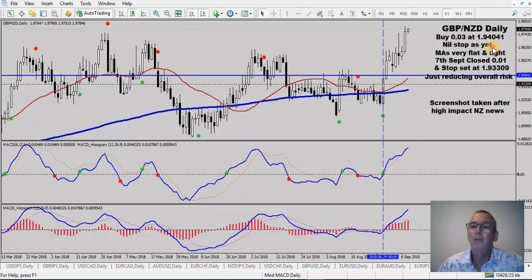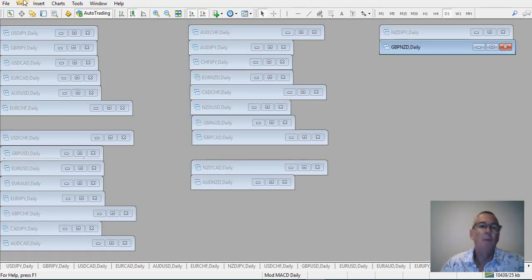The pound New Zealand, I did this the other day on Friday. After I did my video on Friday, you can see my notes here, just pause the video. I closed 1/3 of my trade and set a stop down here at 1.93309. That's a pound New Zealand, that's a buy. So just locking in some profit there and reducing my overall risk as per my notes. So that's it for the Mod MACD.